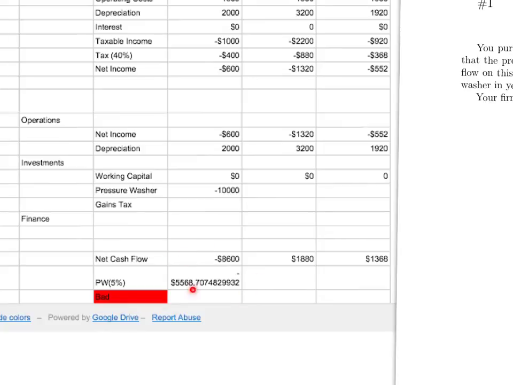So what I've done here is actually gotten to that last part of the question, which is checking to see is this a good idea or not. And what I've done is calculated the present worth of this net cash flow right here. All of this is calculated at 5%. It's minus 8,600 plus $1,880 divided by 1.05, and then positive $368 divided by 1.05 squared. And that should give you this negative present worth, which suggests that this is a bad investment.